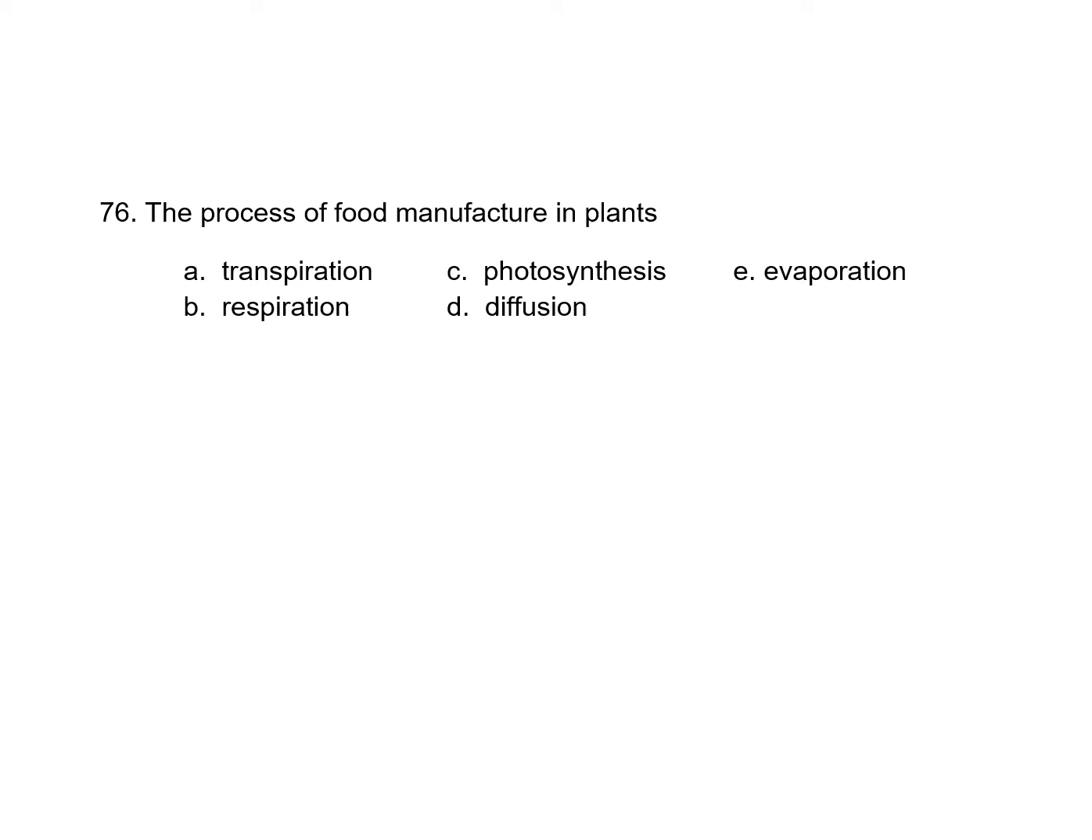Number 76. The process of food manufacture in plants. A. Transpiration. B. Respiration. C. Photosynthesis. D. Diffusion. E. Evaporation. The answer is photosynthesis.